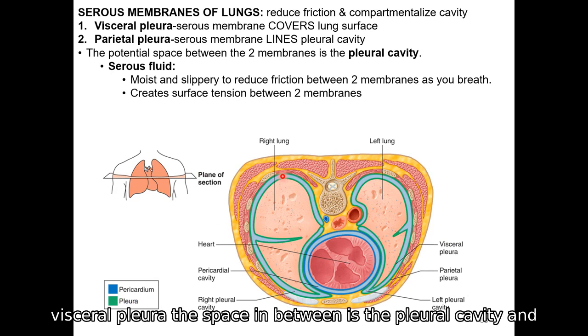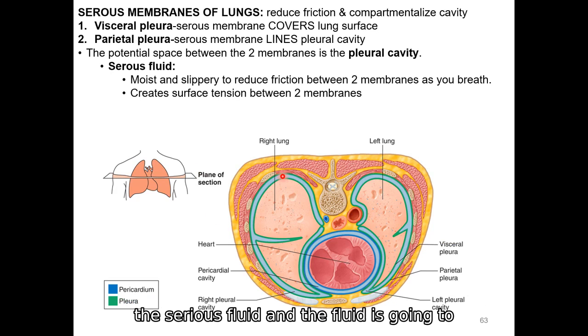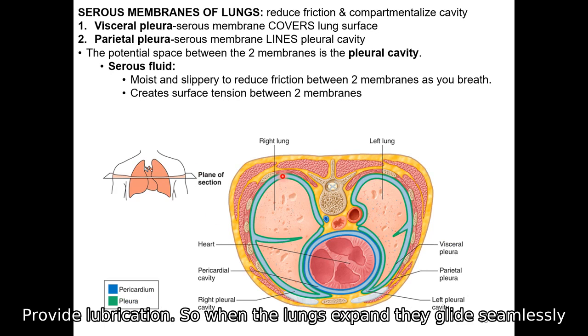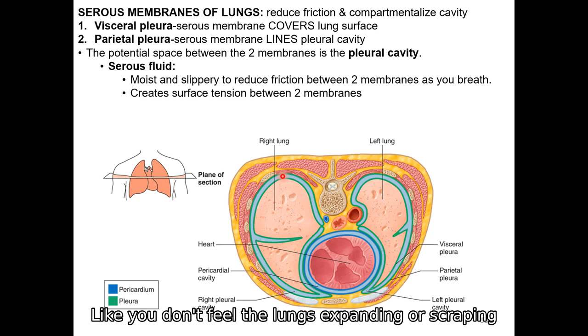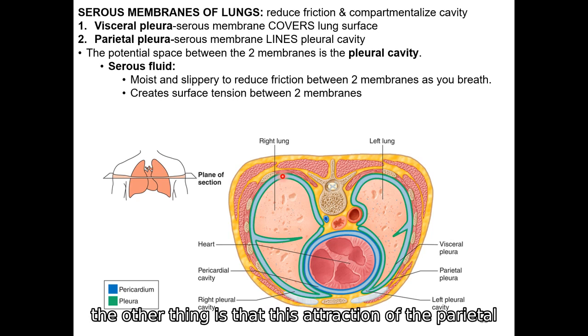The space in between is the pleural cavity, and it is these membranes that are going to secrete the serous fluid. And the fluid is going to provide lubrication, so when the lungs expand, they glide seamlessly. You don't feel the lungs expanding or scraping against the thoracic wall, and it's so that they can work in a friction-free environment.